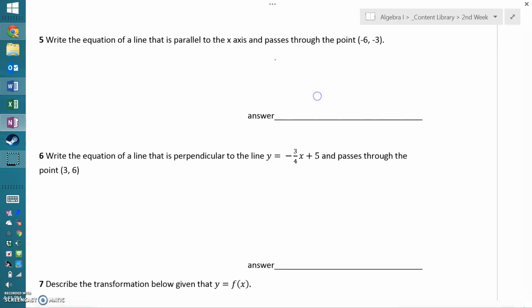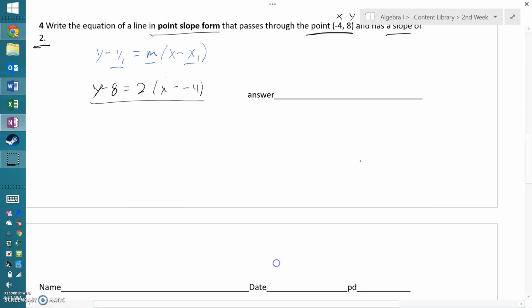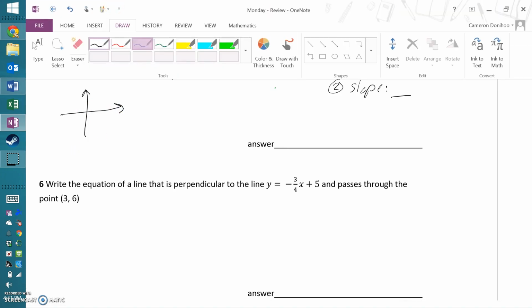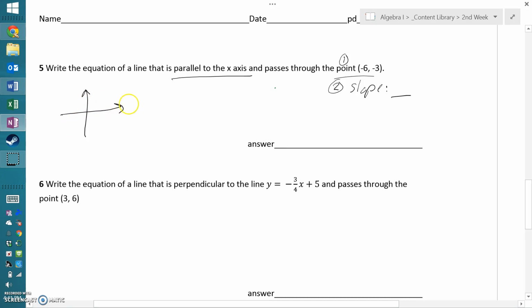Number 5, write an equation that is parallel to the x-axis with that point. Now, you're given a point, so that's one piece of information. You need a second piece of information, and that's the slope, just like with this up here. I have a point, I need a slope to also be able to write down an equation. And what we did in class was, you can either imagine it in your head or you can draw a little graph for it. Here's x, y, here's the x-axis, here's a line that's parallel to the x-axis.